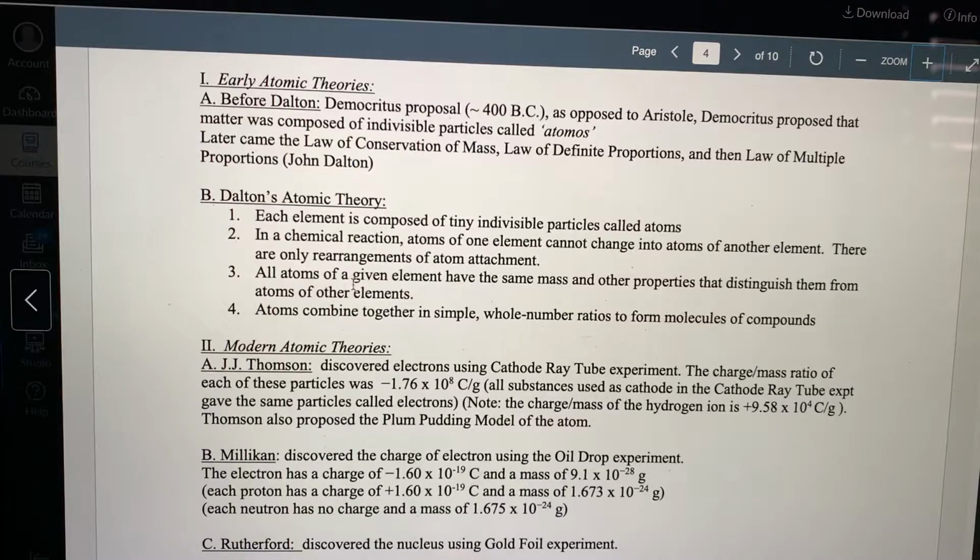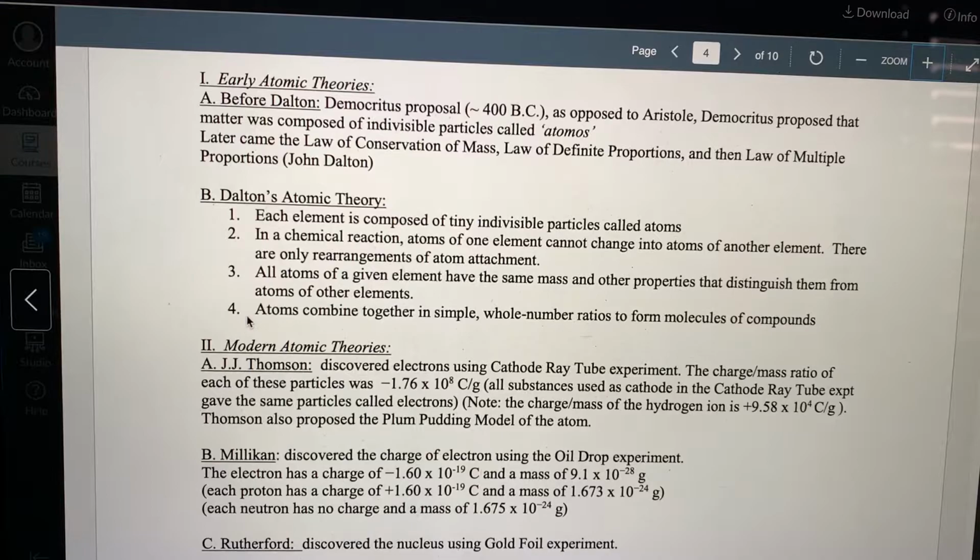Third, all atoms of a given element have the same mass and other properties that distinguish them from atoms of other elements. In other words, if you take an atom of gold and compare it with an atom of copper, they are different because they come from different elements, in terms of all the physical and chemical properties.